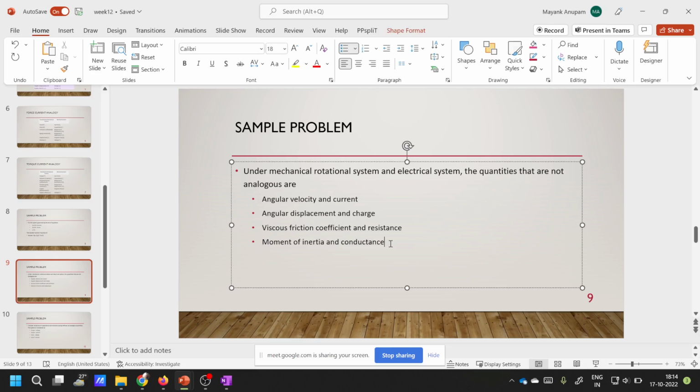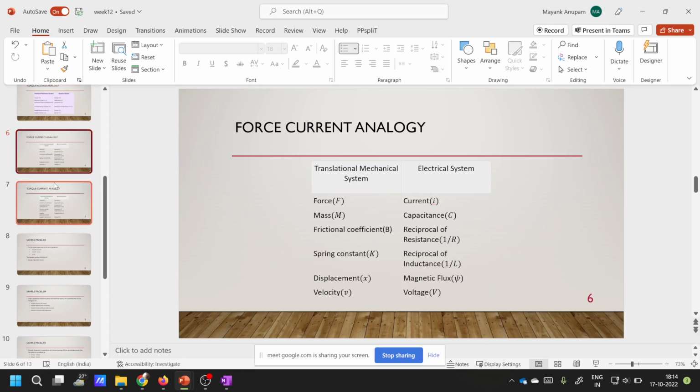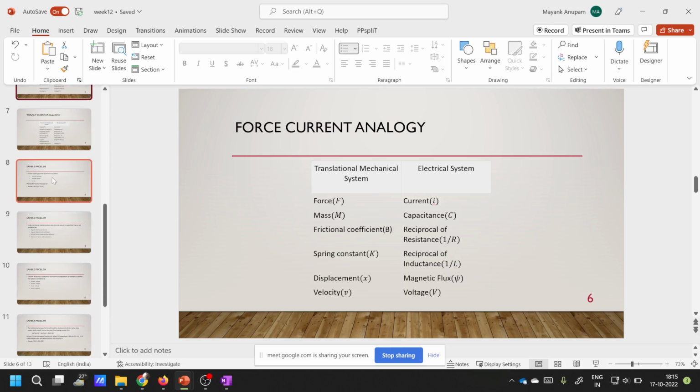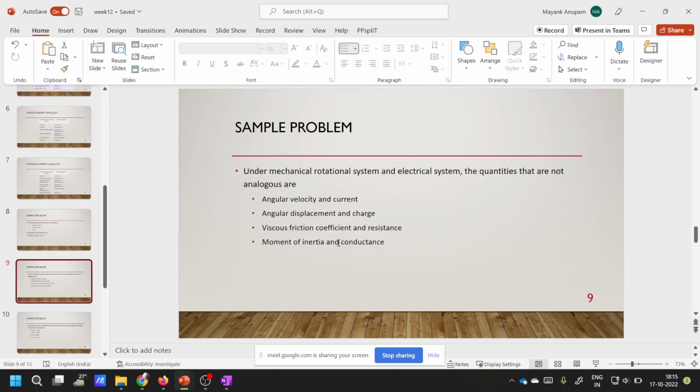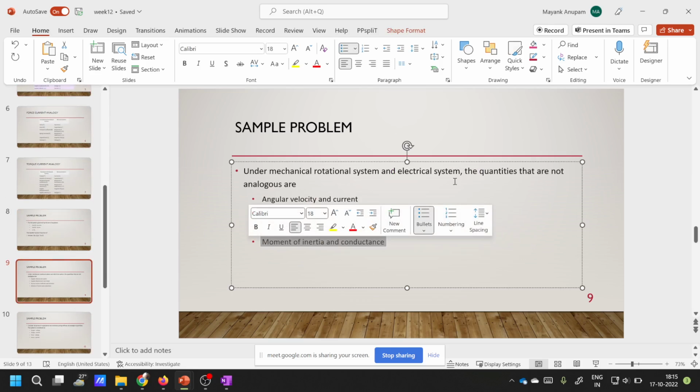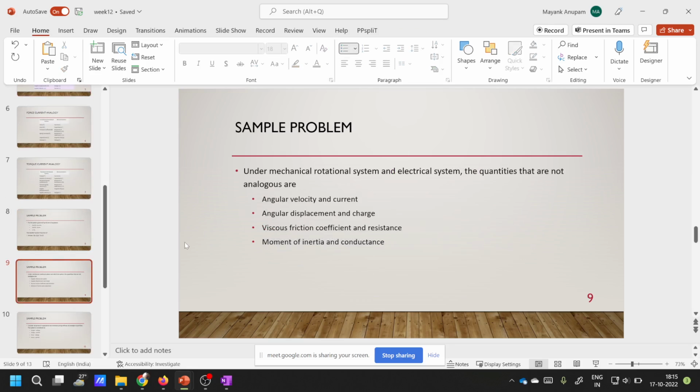Okay. Now the last is moment of inertia and inductance. These two are not analogous, right? So moment of inertia is analogous to what? Inductance, correct? So you see this is torque, force, current. Let's go for torque current, torque voltage. Yeah, this is torque voltage. So you see moment of inertia is analogous to inductance L, right? So that is why the last option is wrong here. These two are not analogous to each other.